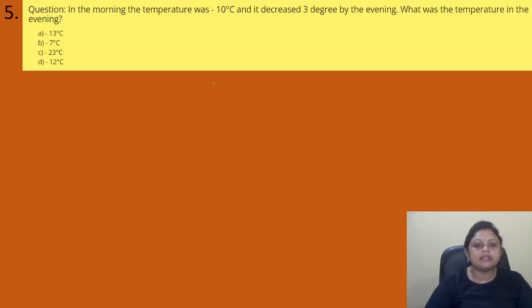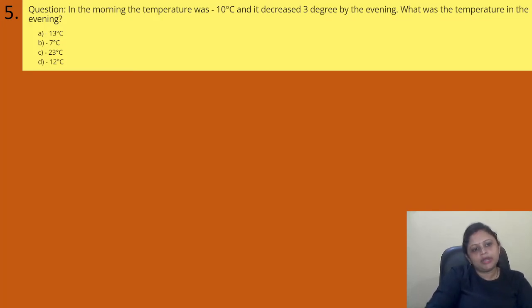In the morning, the temperature was minus 10 degrees centigrade and it decreased 3 degree by the evening. What was the temperature in the evening? Option A, minus 13 degrees centigrade. B, minus 7 degrees centigrade. C, minus 23 degrees centigrade. D, minus 12 degrees centigrade.